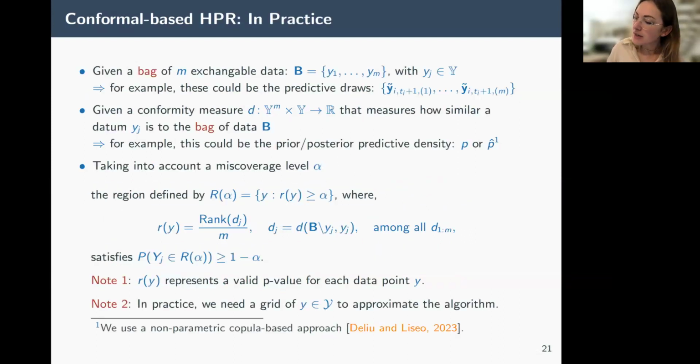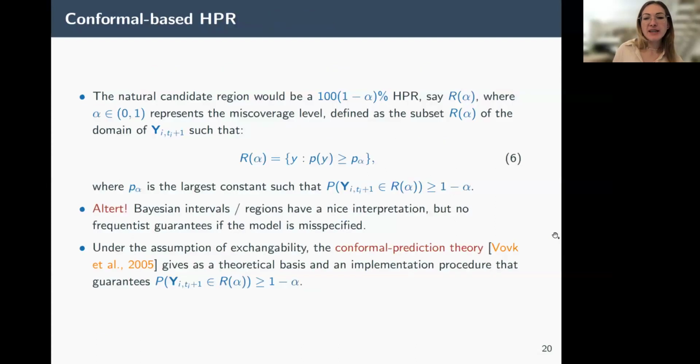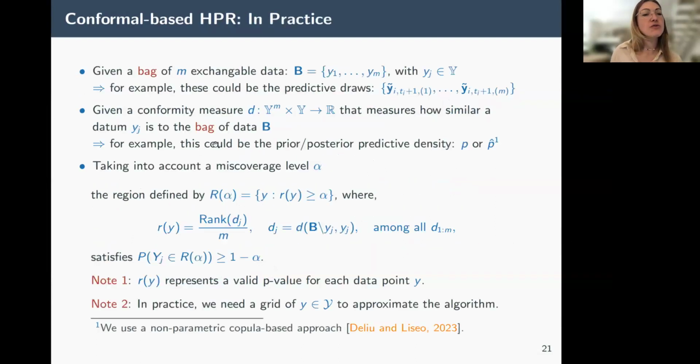Well, perhaps I don't have too much time to go into details in this framework, but I leave you the main reference related to it, which is the one of Wolf. So in practice, how do we estimate our predictive region?